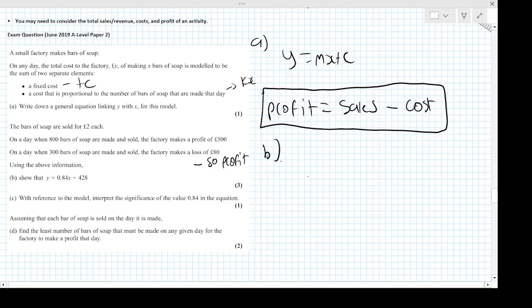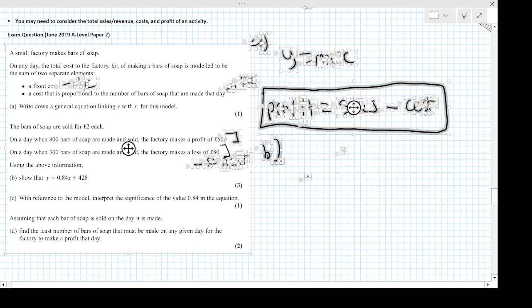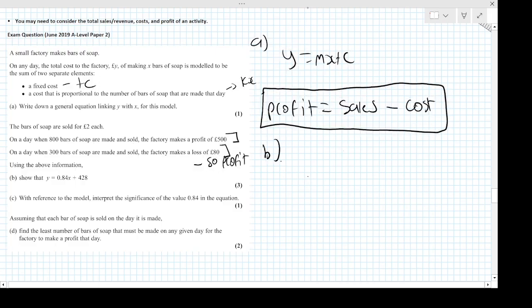So we are given two bits of information, two sentences. On the day where 800 bars of soap are made, the factory makes a profit of 500. On a day when 300 bars of soap are made, the factory makes a loss of 80. Again, we need to extract information from that. We need to get a value for y and x from this. So firstly, 800 bars of soap, that's when x is 800. Then it says the factory makes a profit of 500.